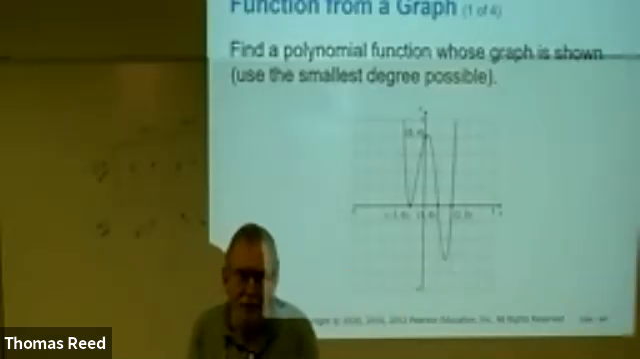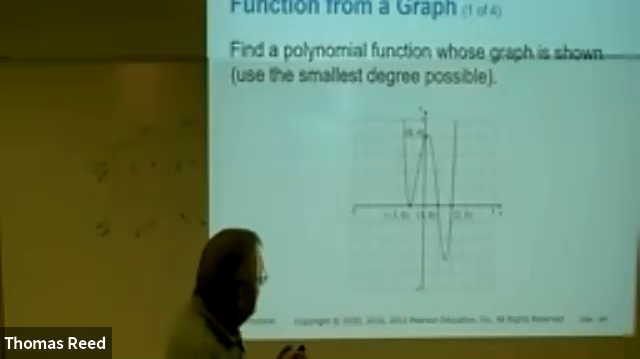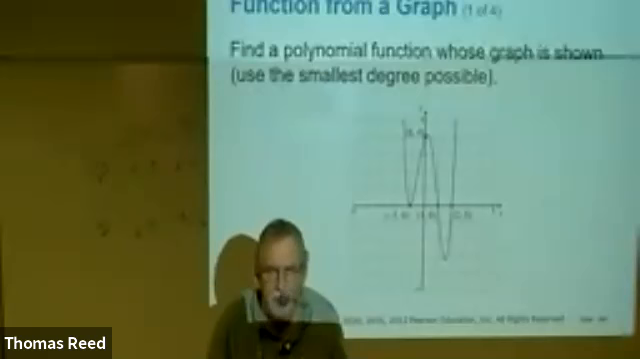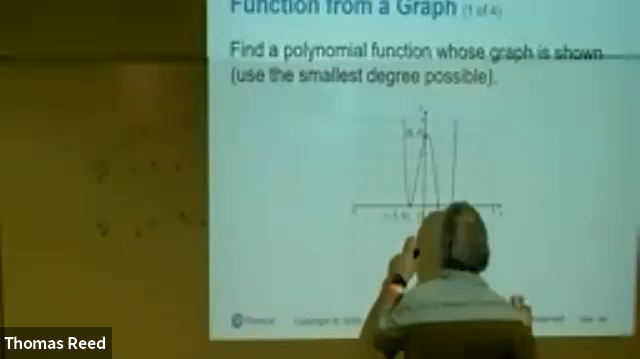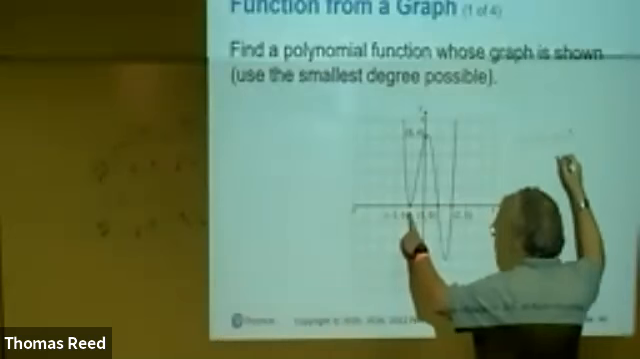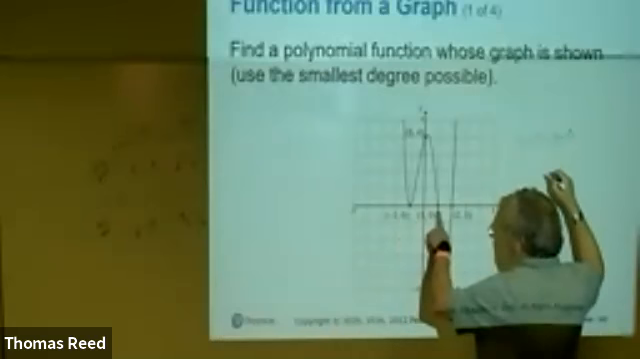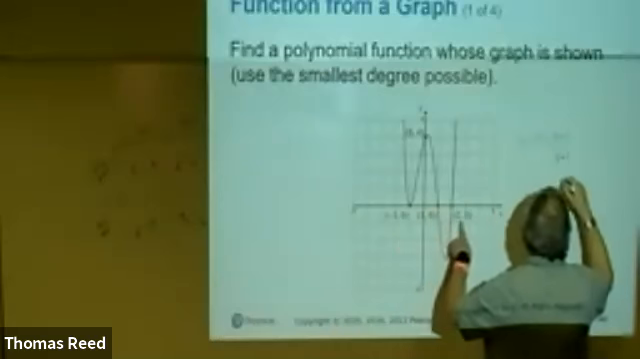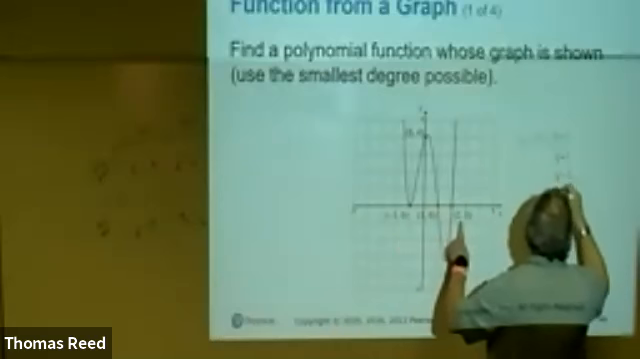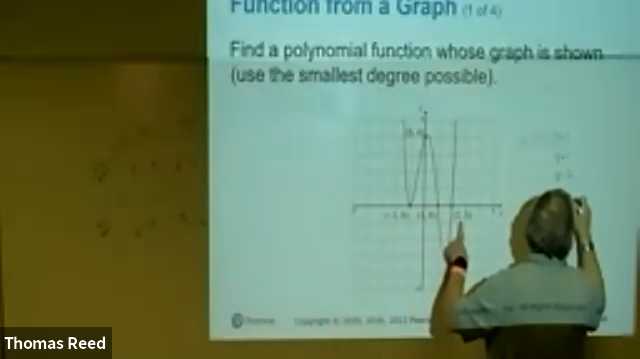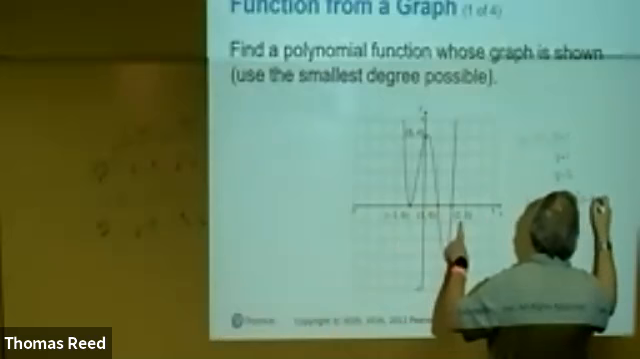Well, I have 3 x-intercepts. So those are 3 factors of the function. All right, I have -1, so x minus a -1, which is x plus 1. I have 1, so that's going to be x minus 1. And I have 2, which is x minus 2. So I have x plus 1 times x minus 1 times x minus 2.